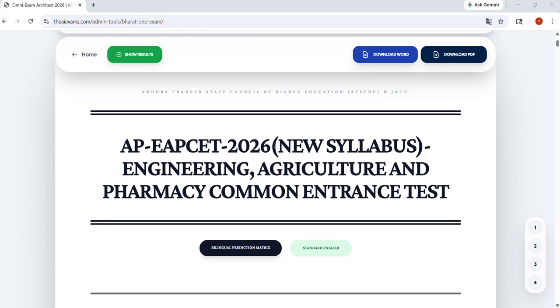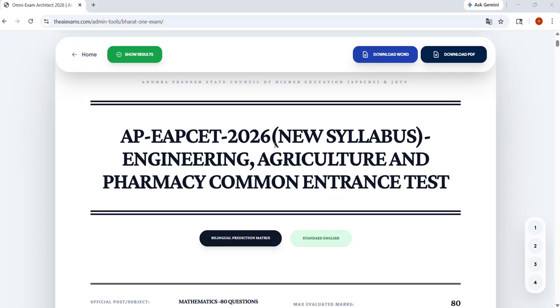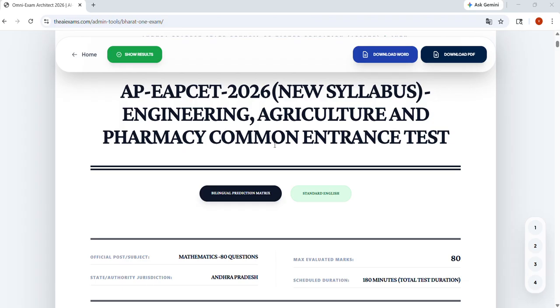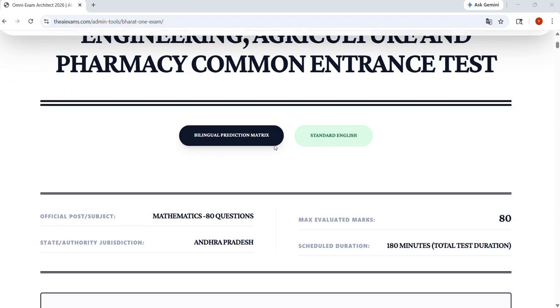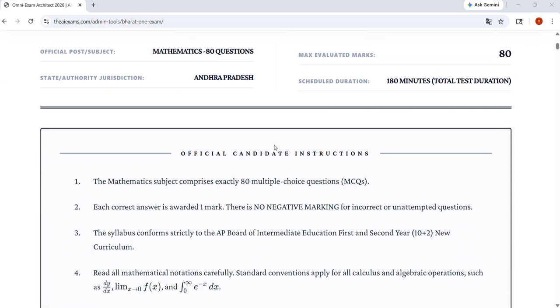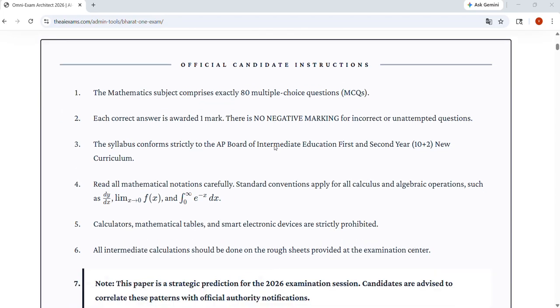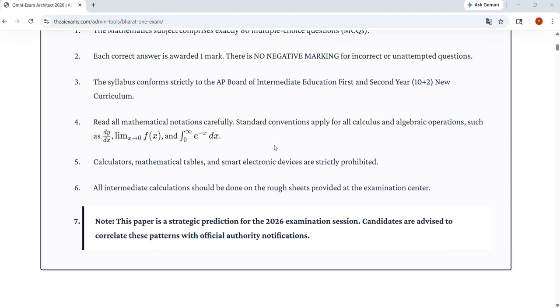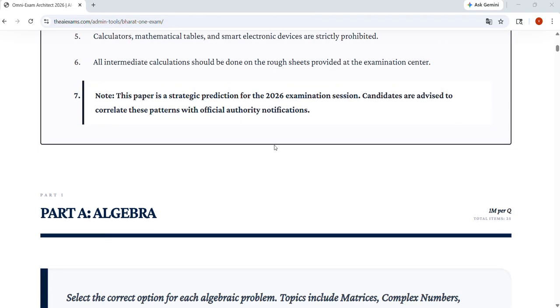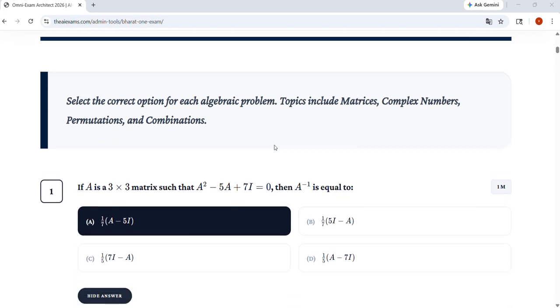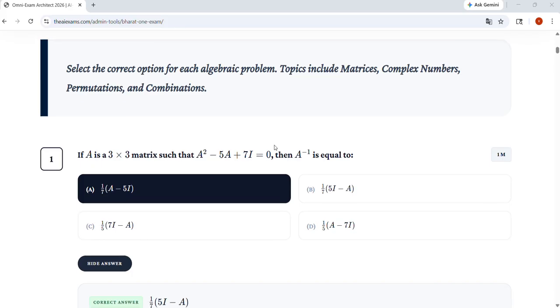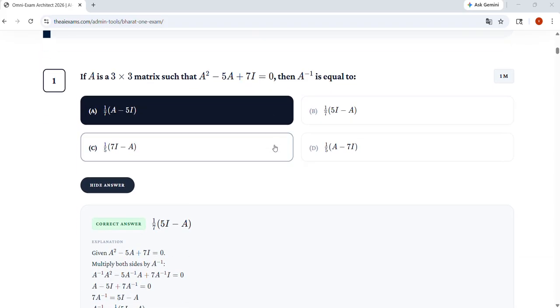So it is generated according to the new syllabus, Engineering, Agriculture and Pharmacy Common Entrance Test 2026. So total 80 questions, mathematics. So these are the instructions. Kindly read slowly by pausing the screen. Part A, algebra. I will scroll down the screen. Just pause and learn the question and what is the answer of the question.